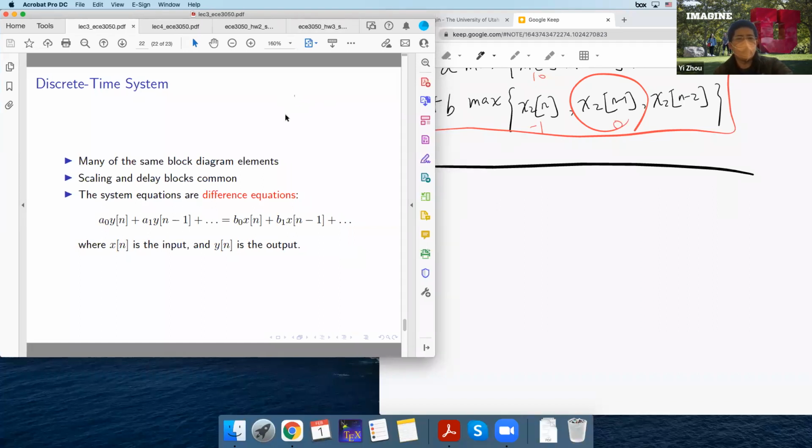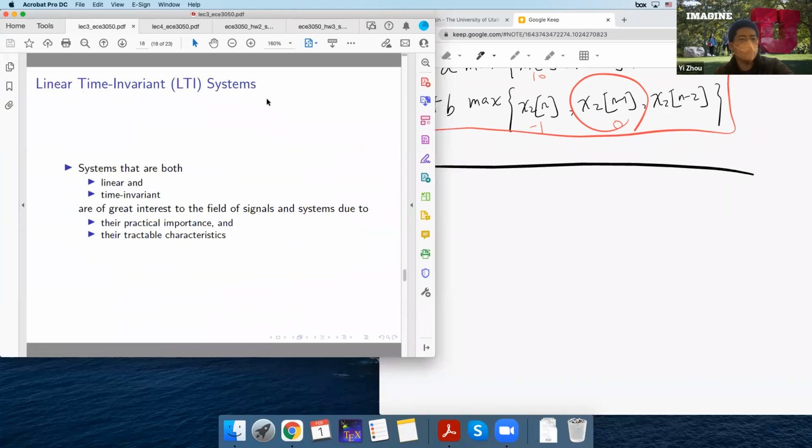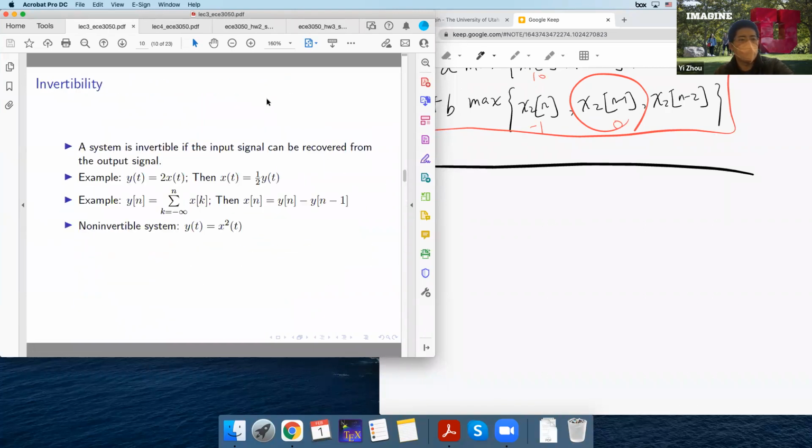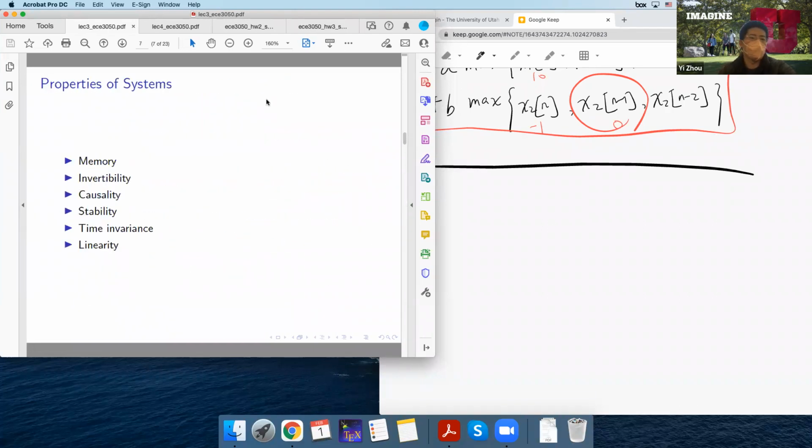Okay, so this finishes lecture three, where we talk about basically all types of system properties. It's right here. So you must be able to follow their definitions to validate or categorize a certain system into these many different categories. And especially we will focus on linear and time invariant systems.